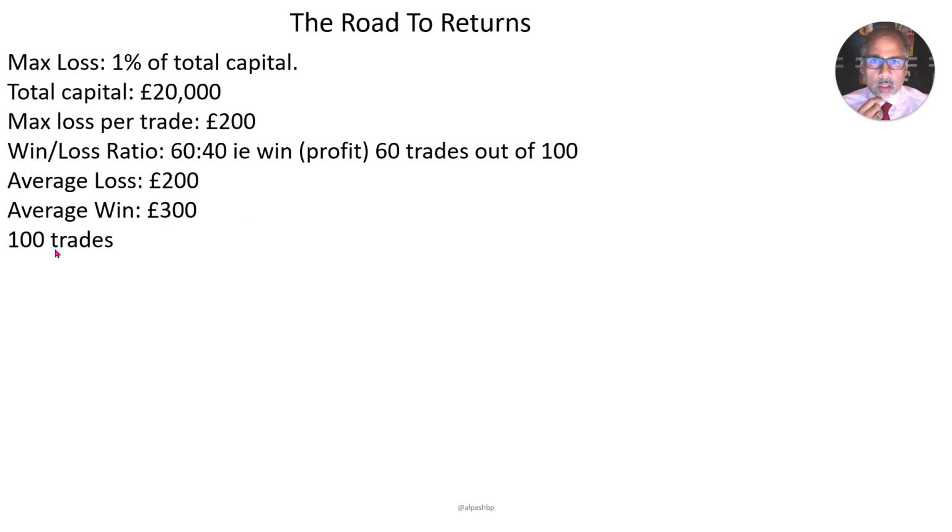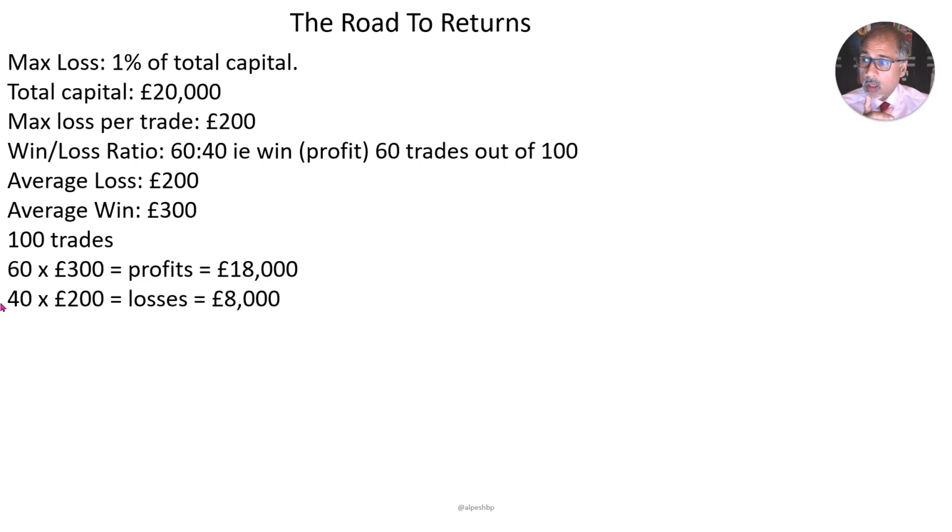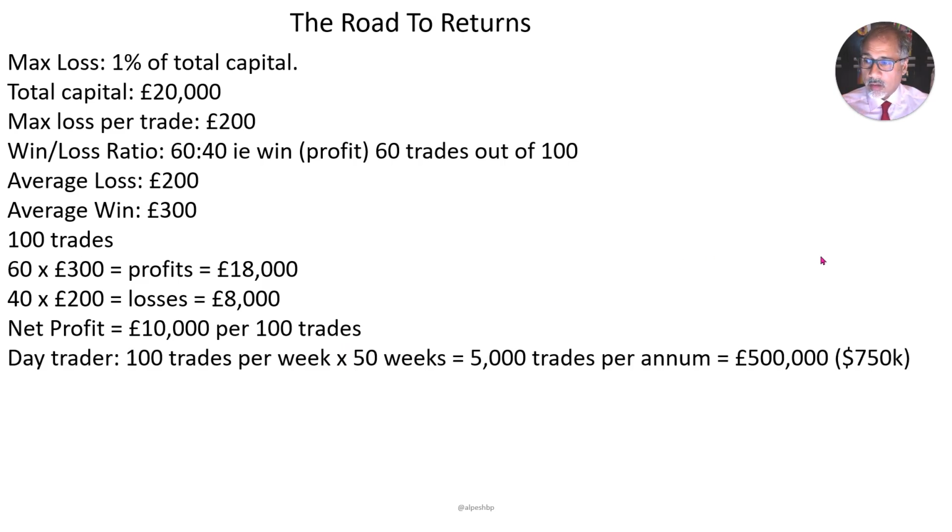Okay, so you do 100 trades. 60 times 300, £18,000 profit. And when I saw this, I thought, oh my God, it's more money than I've ever made. I'm leaving university. But of course, there's the 40 times 200, losses of £8,000. That leaves you with net profits over 100 trades of £10,000. I was over the moon. I was thinking, this is nuts. This is more money than I could make doing anything else.